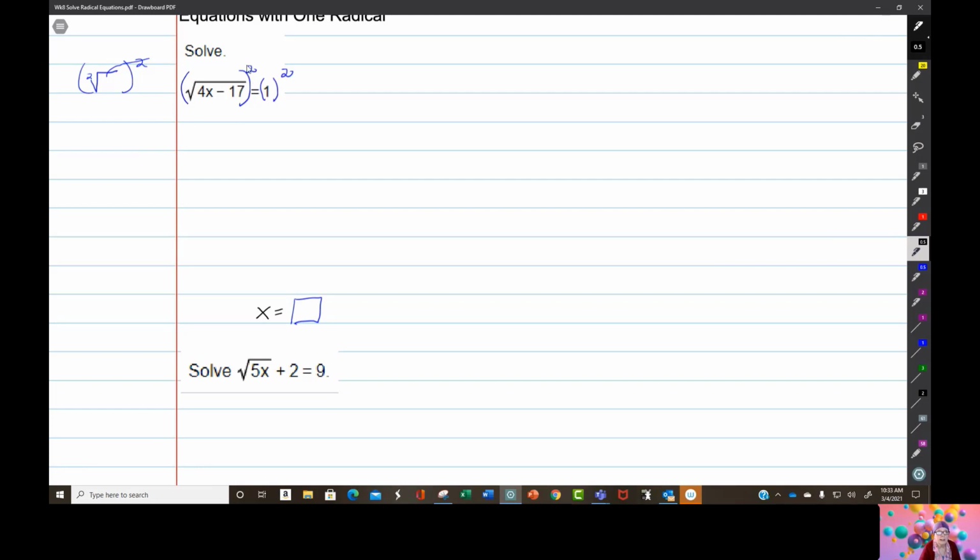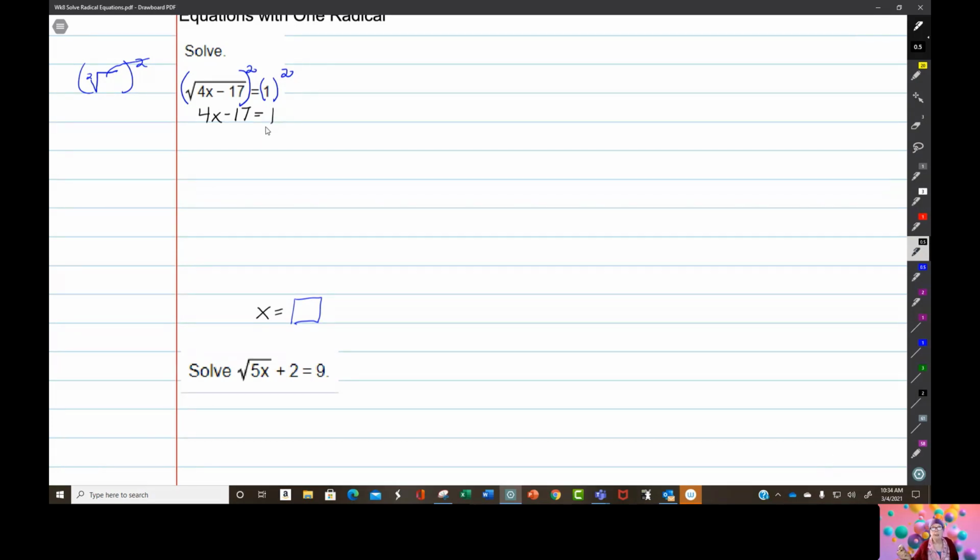So when I square this square root, I get what's underneath the square root, which is called the radicand. So 4x minus 17 is going to equal 1 squared, and 1 squared is 1 times 1, which is 1. I need more practice trying to do that.